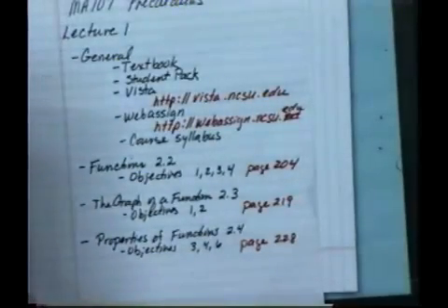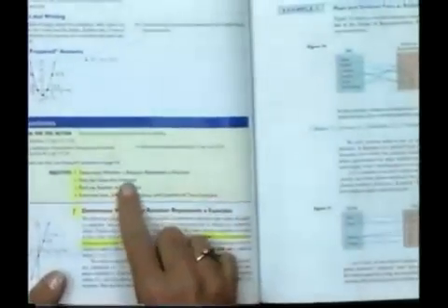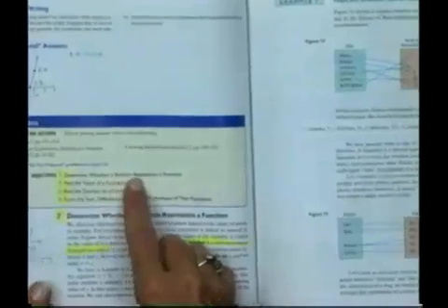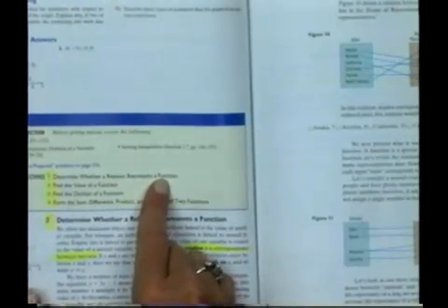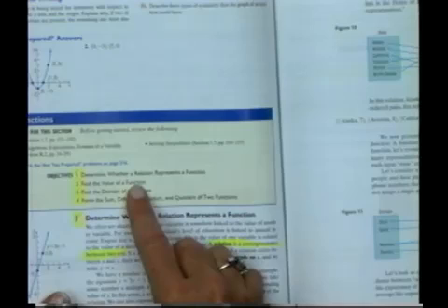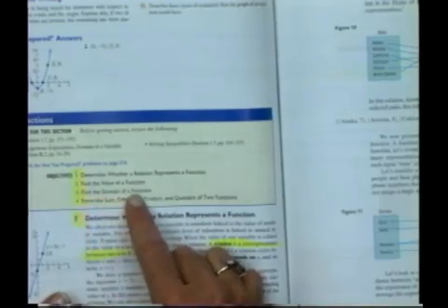We're going to start in Chapter 2, Section 2. Open my book, and hopefully you have your book open along with it. And let's look at the objectives that we're going to cover today. All right, we want to talk about whether a relation represents a function. How do you tell the difference between a relation and a function? We want to be able to find the value of a function. What does that mean, value of a function? We want to talk about the domain of a function.